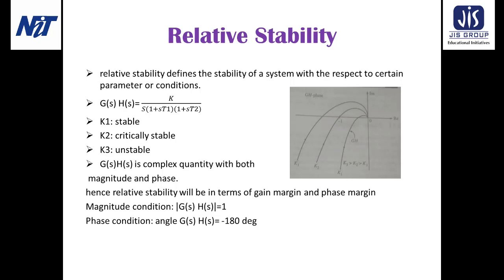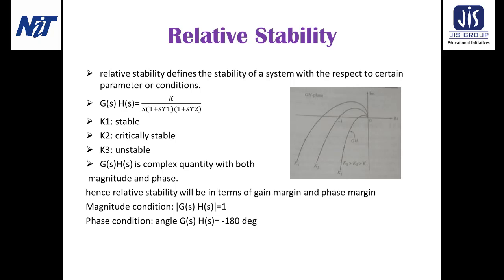So, we know that for a negative feedback system, if the output becomes unbounded, then the closed loop system becomes unstable. The characteristic equation is given as 1 plus G(s)H(s) equal to 0, or we can write G(s)H(s) equal to minus 1. It gives us the magnitude condition, which is the mod of G(s)H(s) equal to 1, and the phase condition becomes the angle of G(s)H(s) equal to minus 180 degrees.